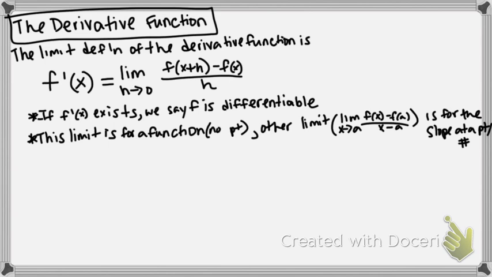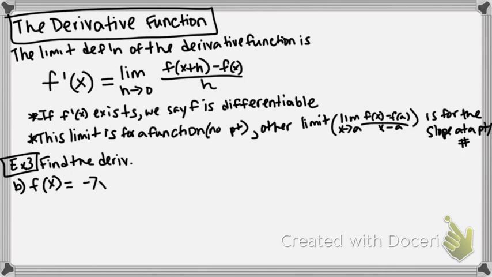Okay, so let's try a brand new example. I'm going to skip A, and I'm actually going to do B first in the notes. So I'm just going to call this one B. Directions might be helpful actually, before we do everything else. Let's go ahead and call this example 3. Directions are find the derivative. Okay, so we're going to do part B first in the notes. So find the derivative of f of x equals negative 7x minus 2.